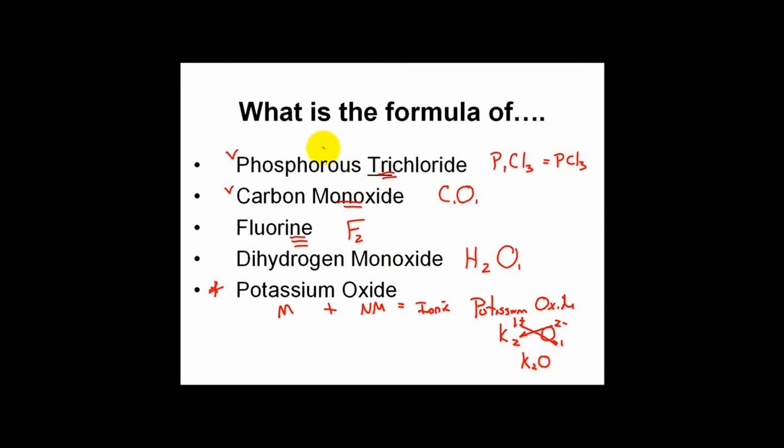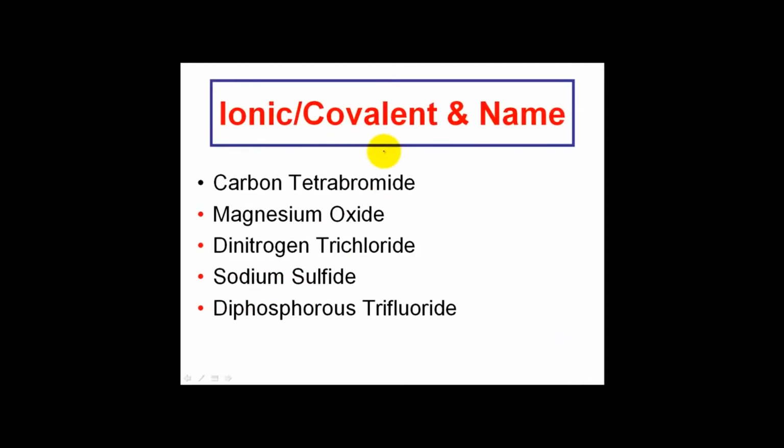And I want you to notice here that this is a non-metal, and this was a non-metal, this is a non-metal, and so is this, and the whole page is non-metals except down here. Potassium is my only metal, and ionic compounds are metals and non-metals, while covalent compounds are simply between non-metal and non-metal.